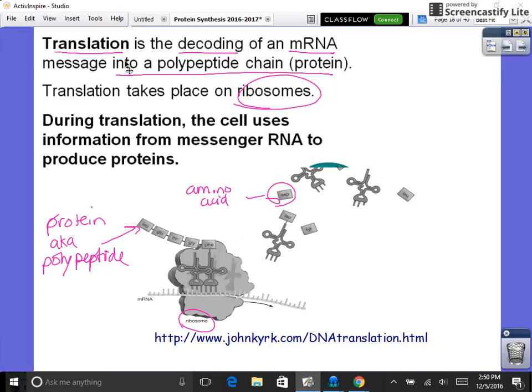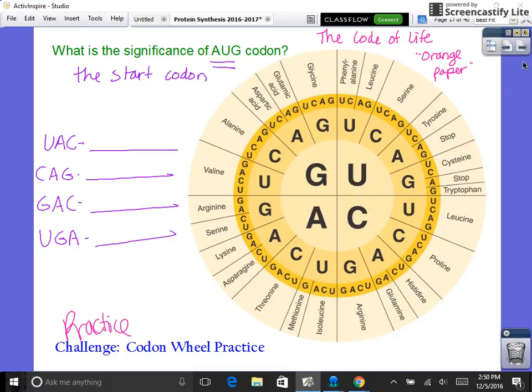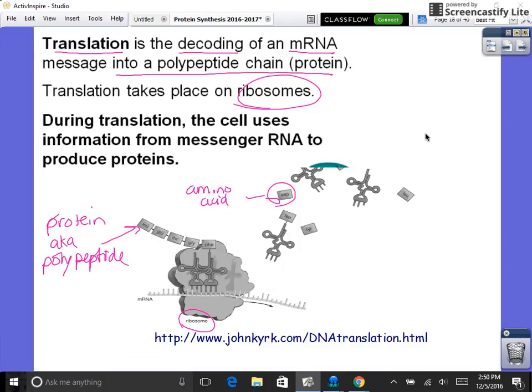So translation is the actual decoding of the mRNA message into this protein. So this is what you don't necessarily see because we were using the codon wheel here on this page, but we have to look and see how does this actually happen? So this is a process that's taking place on the ribosome. So this gray structure here is the ribosome.